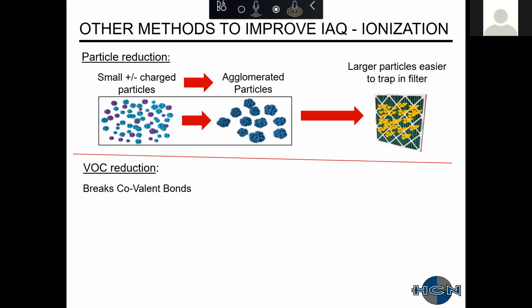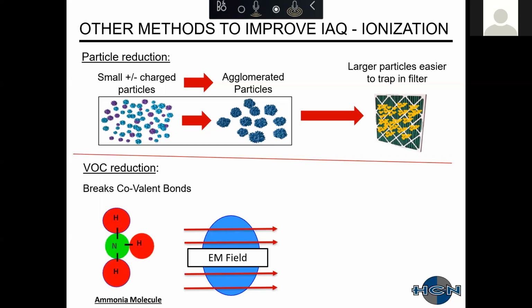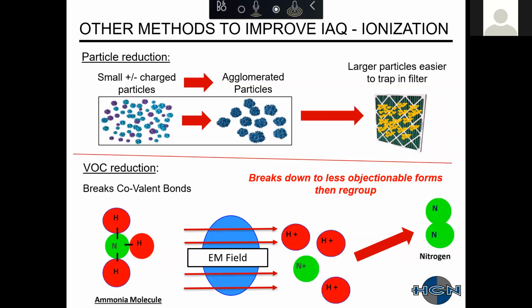For your VOC reduction, what the air ionization does is it breaks your covalent bonds. So here's an ammonia molecule consisting of nitrogen and hydrogen. As it goes through your air ionizing field, it breaks down these molecules into less objectionable forms, and then they regroup. So here's just an example showing how nitrogen is formed from ammonia molecules that have been broken down.